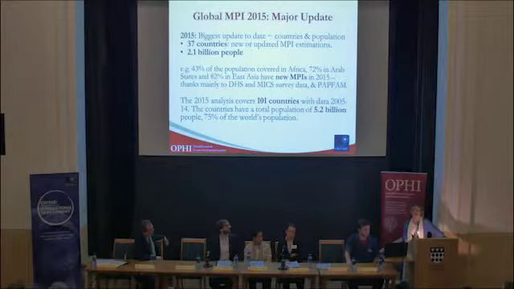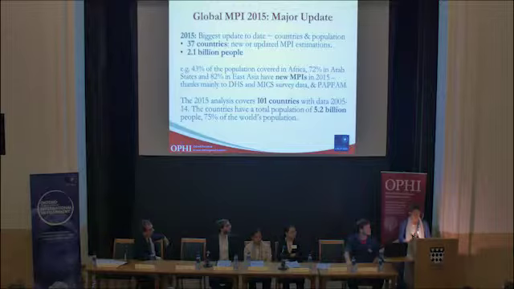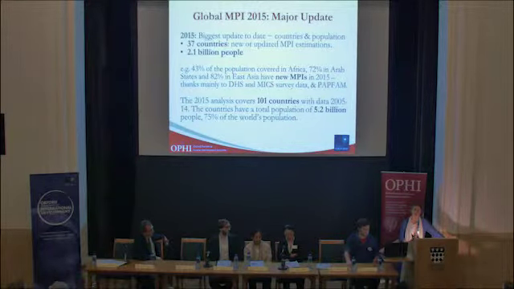Each time we release an MPI, we cover a 10-year window for the analysis. It would be 2004 to 2014 normally, but we have no data from 2004. So it's from 2005 to 2014 that we cover this year. Those 101 countries are home to 5.2 billion people, so 3/4 of the residents of this planet.